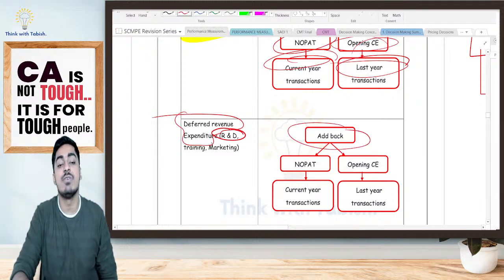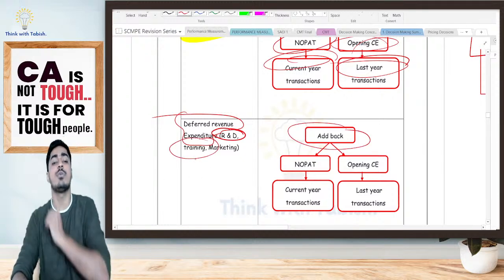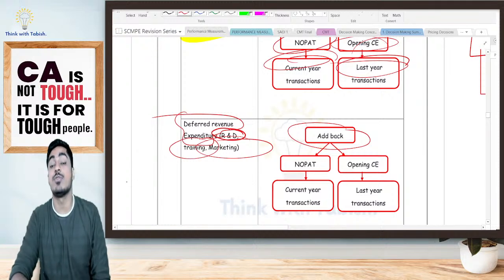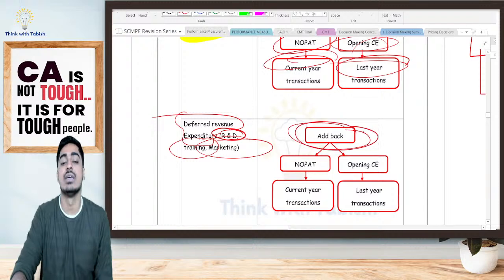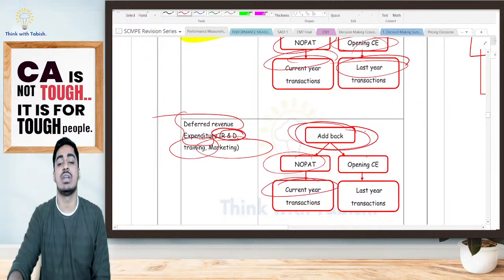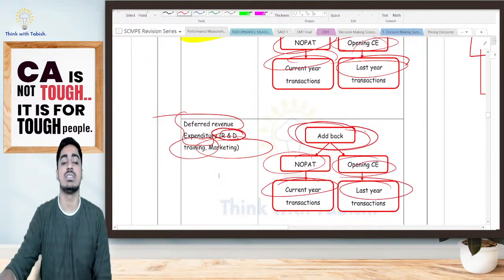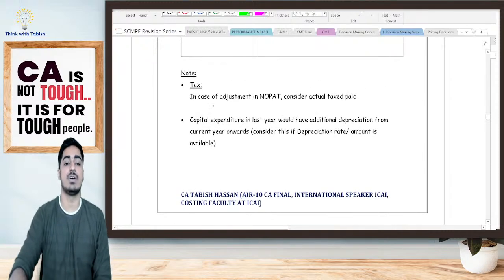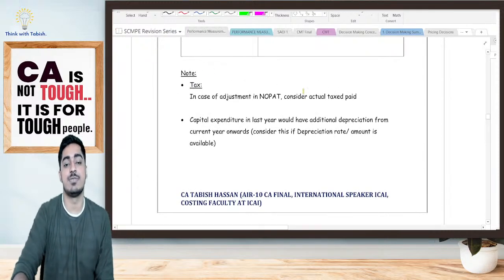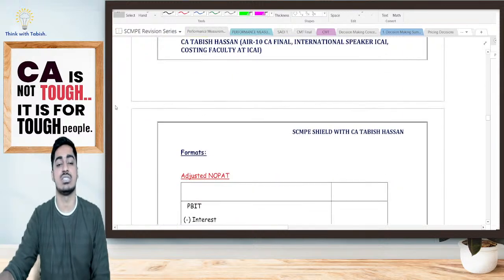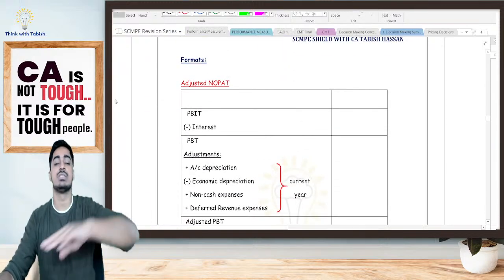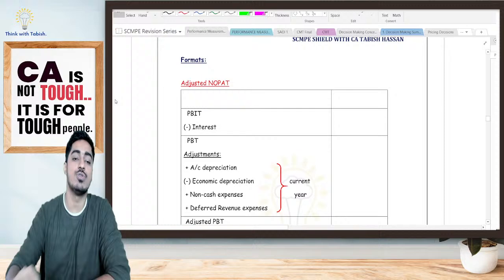Say, for example, I have given training to my employees. It is going to benefit me for multiple years. I have incurred some amount for marketing. It is going to give me benefit for multiple years. So I should add it back. And again in NOPAT, I will consider current year; opening capital employed, I will be considering my last year transaction. Is it clear, everyone? Again, in case of tax, I should be considering my actual taxes paid. The concept of EVA with adjustments is over, my dear students.